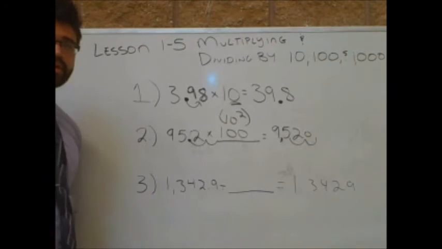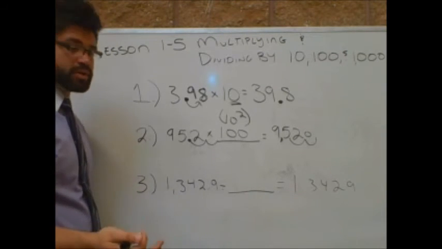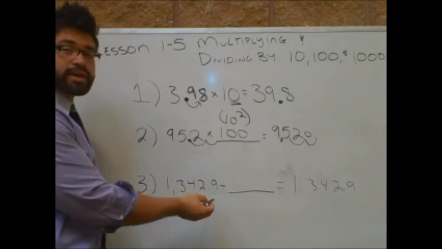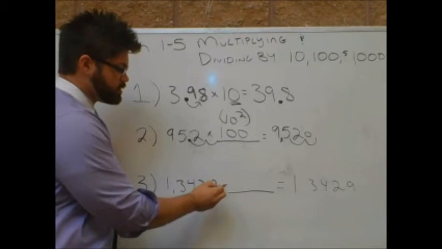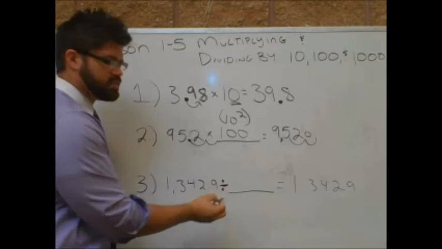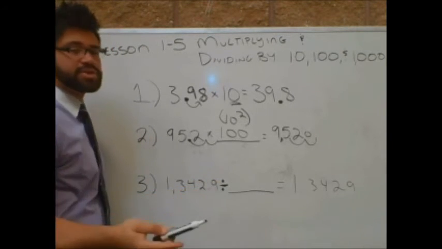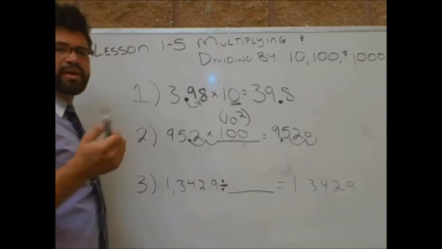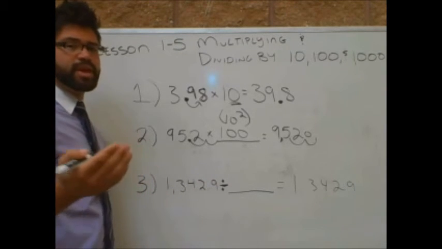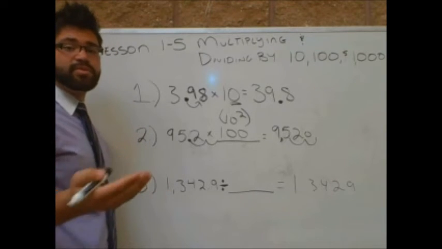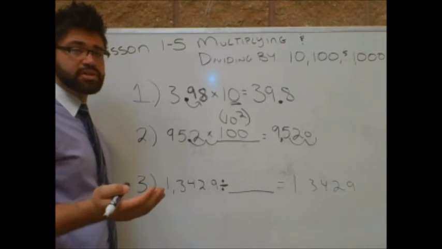Let's look at number 3. This one's going to add another curveball for us. So now we have 1,342.9, but our symbol now is divided by a number equals 1.3429. So we haven't been talking about division, we've been talking about multiplication. But one really cool thing is that we know the opposite of multiplication is division.